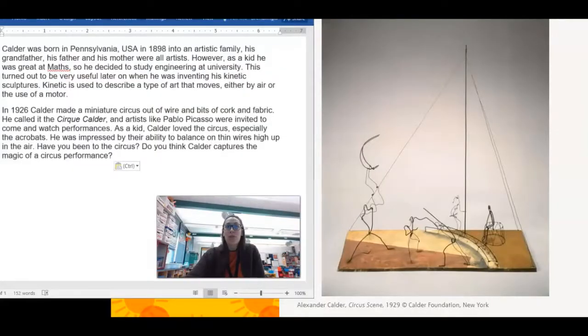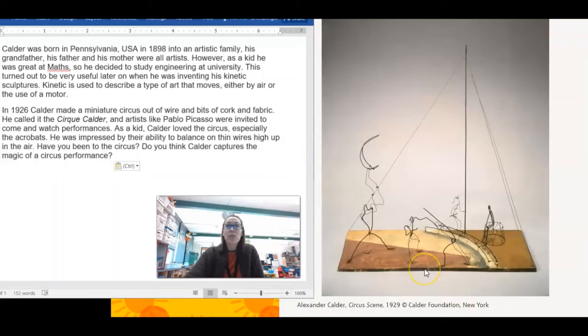Let's find out more. Alexander Calder was born in Pennsylvania in 1898 into an artistic family. His grandfather, his father, and his mother were all artists. However, as a kid, he was great at math, so he decided to study engineering at university. This turned out to be very useful later on when he started inventing his kinetic sculptures.